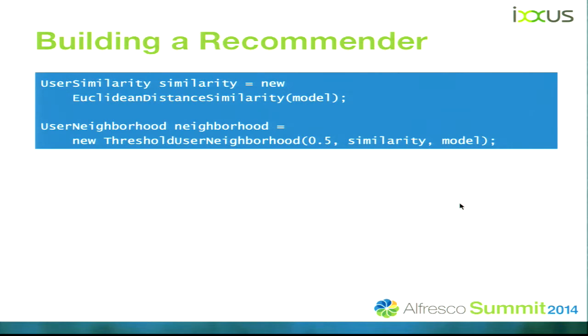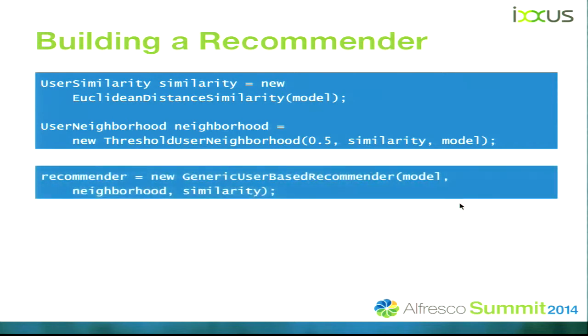Obviously, normally you'd tune that value based on the amount of points of preference you have in the system. And then we can construct the recommender itself. So in this case, we're using a generic user-based recommender because we're using user similarity. And you pass in the model, the neighborhood, and the similarity. And this is wrapped within a recommender builder.